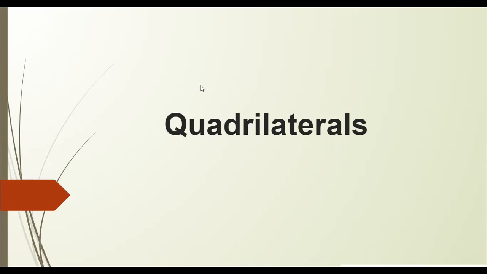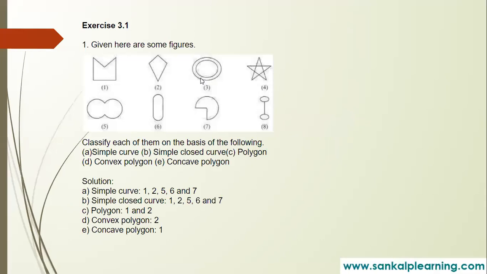Now we'll move on to exercise 3.1. The first one, they have given some figures here. You have to classify each of them on the basis of the following. They have given 8 figures here and some questions. You have to classify, children. First one is simple curve and simple closed curve, and third one polygon, convex polygon and concave polygon.